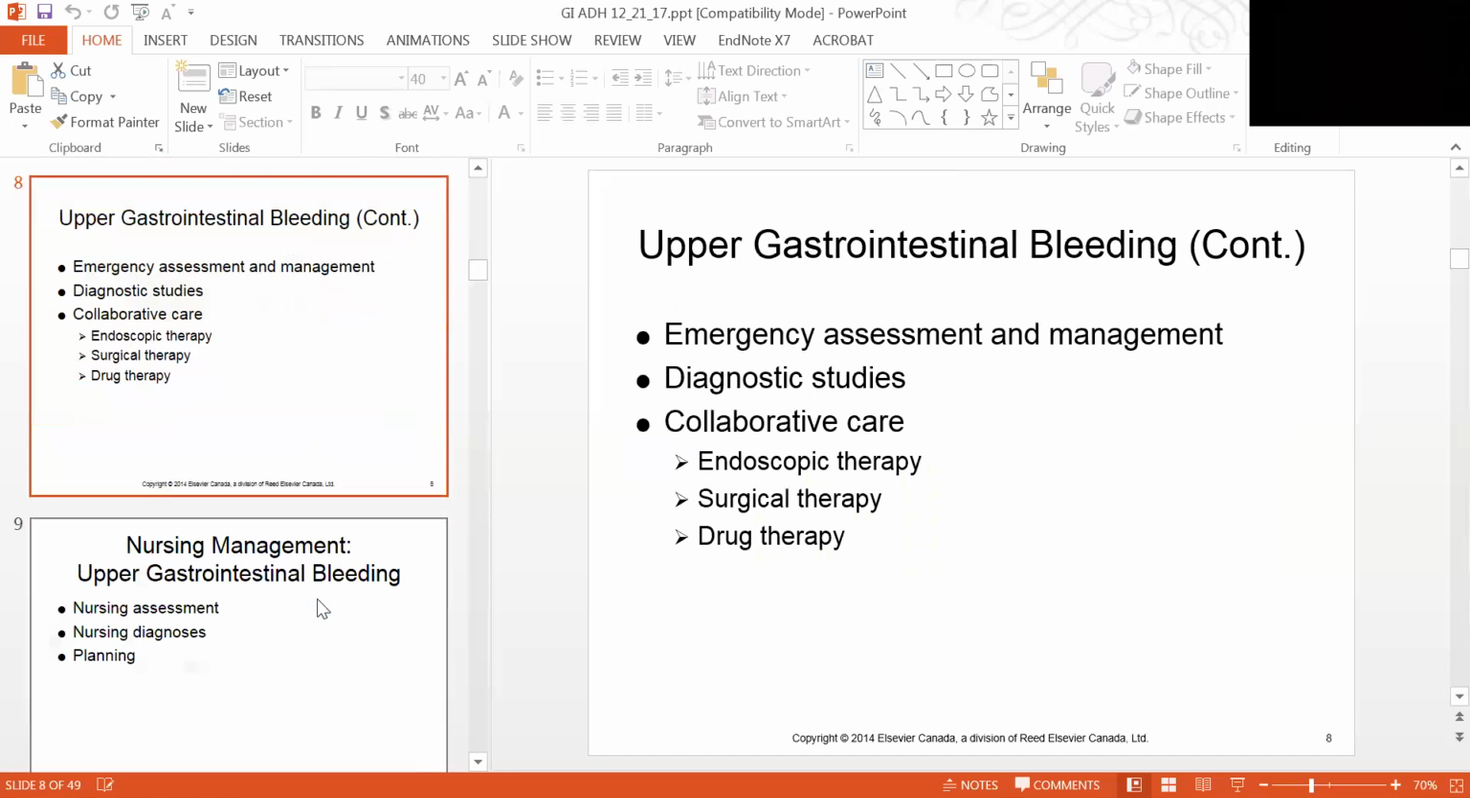So upper GI bleeding, as I'm sure you are aware, is an emergency situation, and so you really need to act upon it very quickly. And so if you saw a patient with either hematemesis or coffee ground emesis or GI bleeding rectally, the patient needs to be managed very closely. And so you would immediately do an assessment, which would include vital signs.